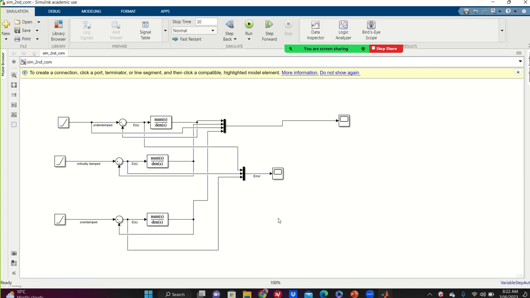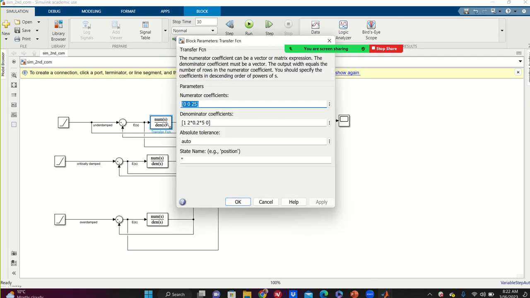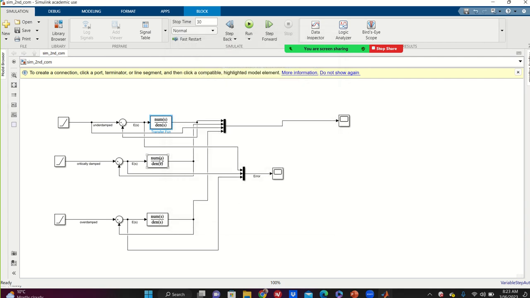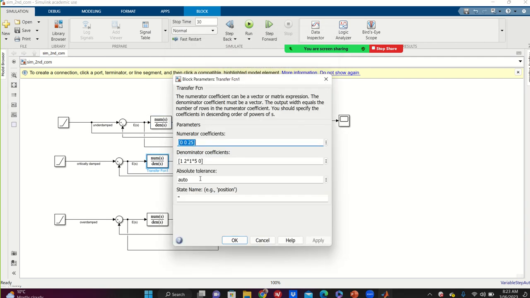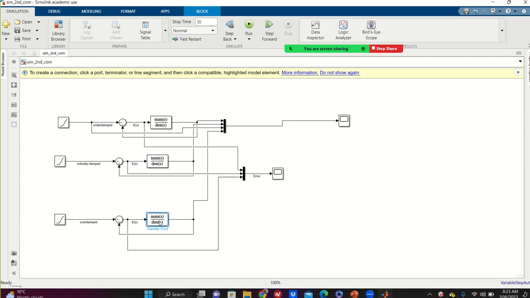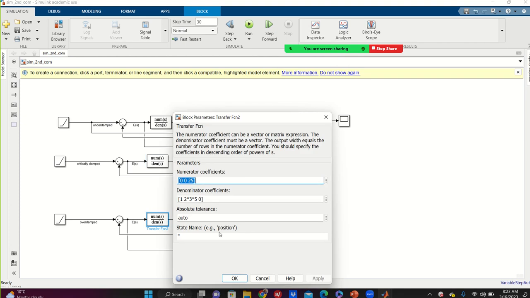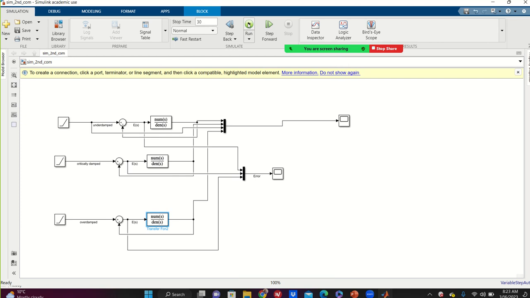And save this. So remember that for the coding you have to put the closed loop transfer function, but for the simulating you have to put the open loop transfer function. 1, 2 zeta omega n, and 0, because it's the open loop transfer function. Underdamped, critically damped, and overdamped because zeta is greater than 1. Now I can run this.